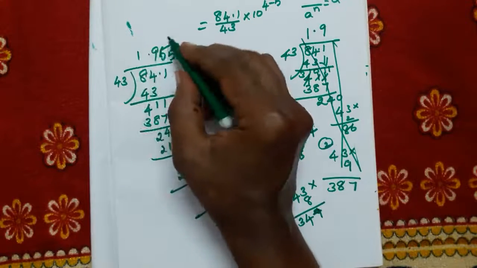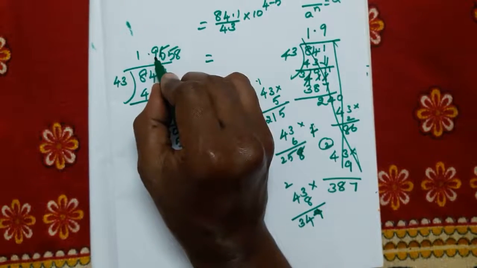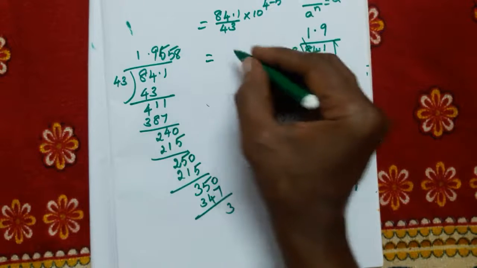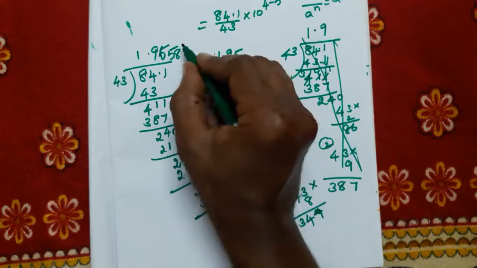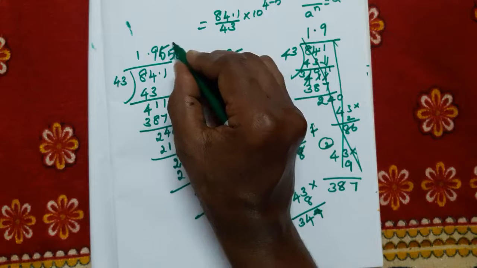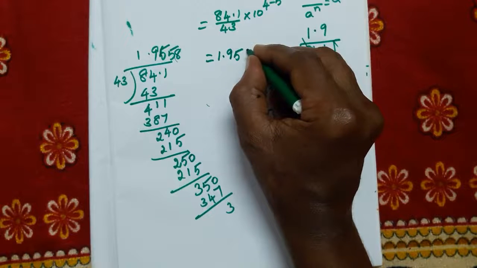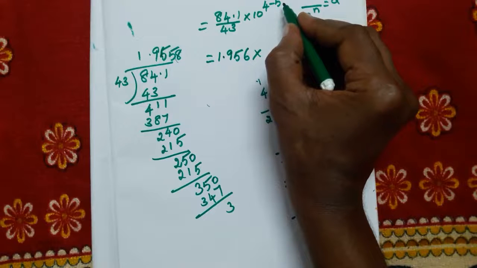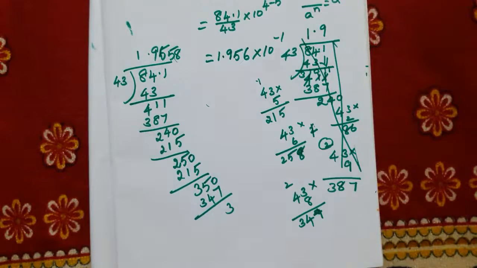When we write in 3 places of decimal, what do we have to write? It is in 4 places of decimal. When we round up into 3 places, we have to write 1.95. The 4th digit is more than 5, so we can add one more and write 1.956 into 10 power 4 minus 5. What is 10 power 4 minus 5? 10 power minus 1 is the answer.